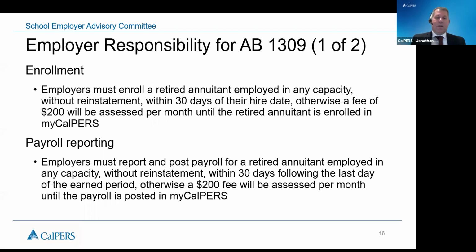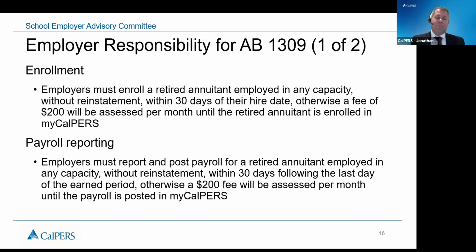So, the responsibility of the employer based on AB 1309 is enrollment. Employers must enroll a retired annuitant employed in any capacity without reinstatement within 30 days of their hire date. Otherwise, a fee of $200 will be assessed per month until that retired annuitant is enrolled in MyCalPERS.